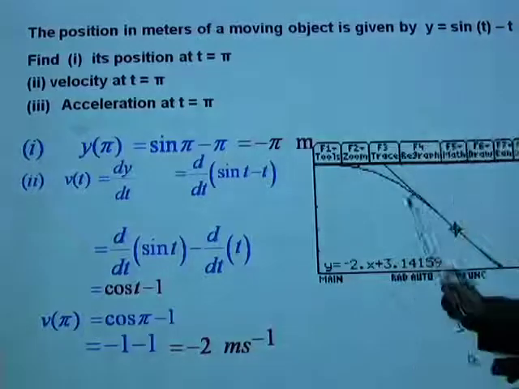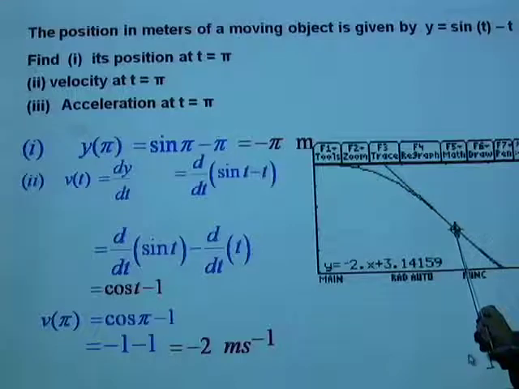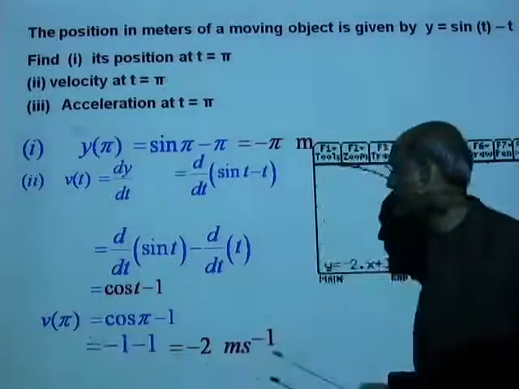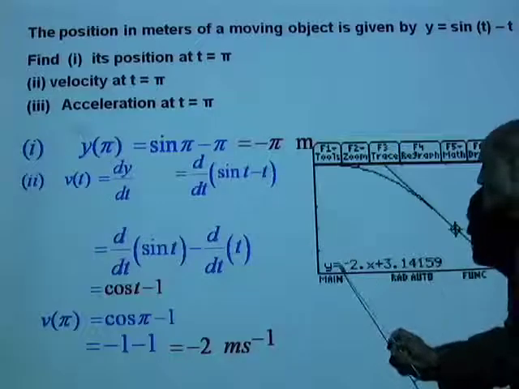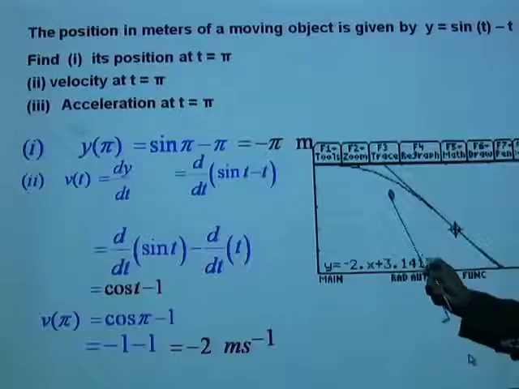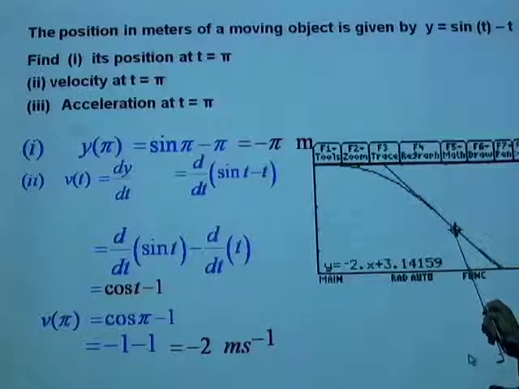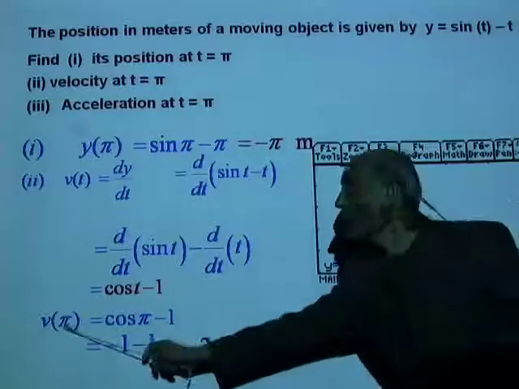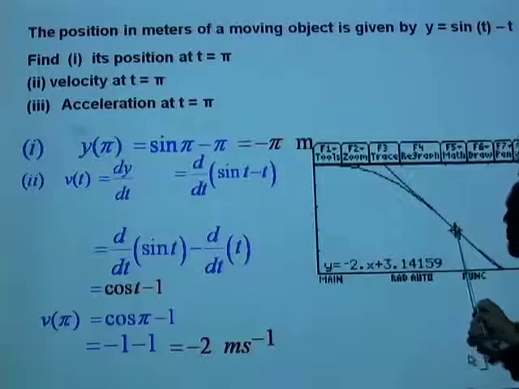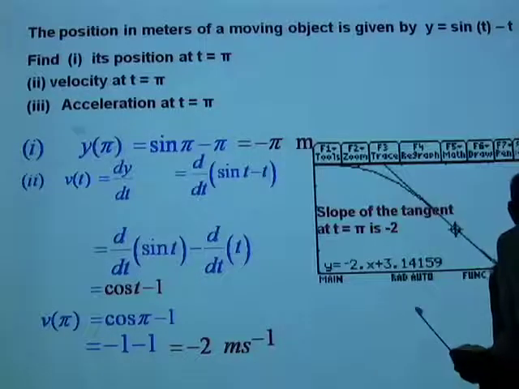Now here I have the graph of the position function, and I have drawn the tangent line at t equal to pi, and it gives you a slope of negative 2. This is the position function graph, and that is the derivative at t equal to pi. That means the slope of the tangent line at that point gives you the velocity at that point.